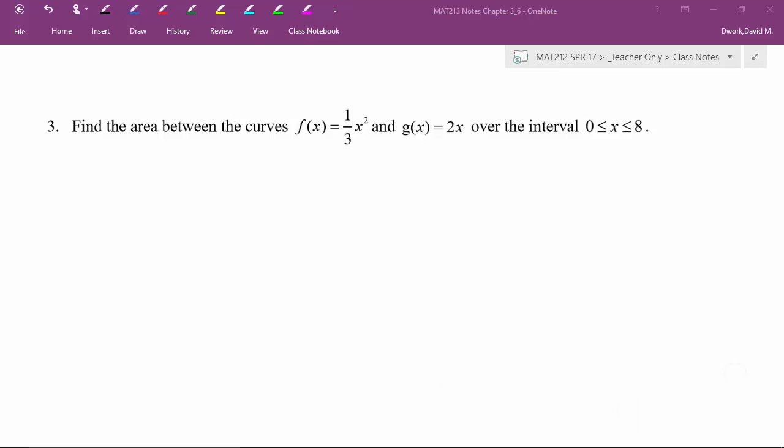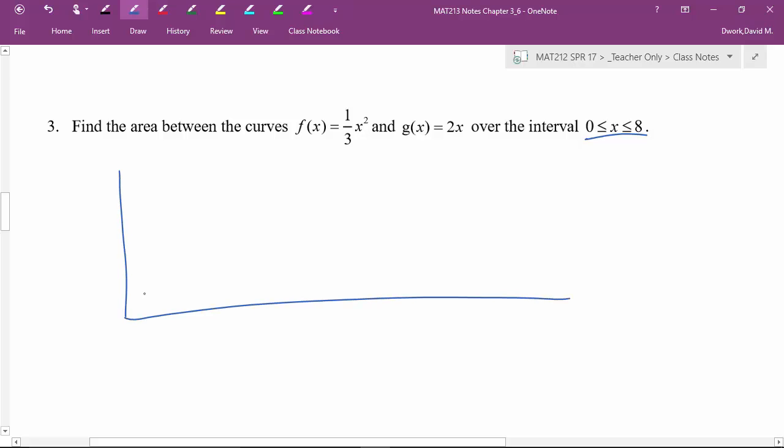All right, in this problem, we're going to do the exact same equation we just did in the last one. Exact same equations, except now our interval is going to go from 0 to 8 instead of 0 to 6. Because in the last problem we figured our graph looked something like this for our f of x, and our g of x looked something like this. And we figured out they intersected at 0 and at 6.